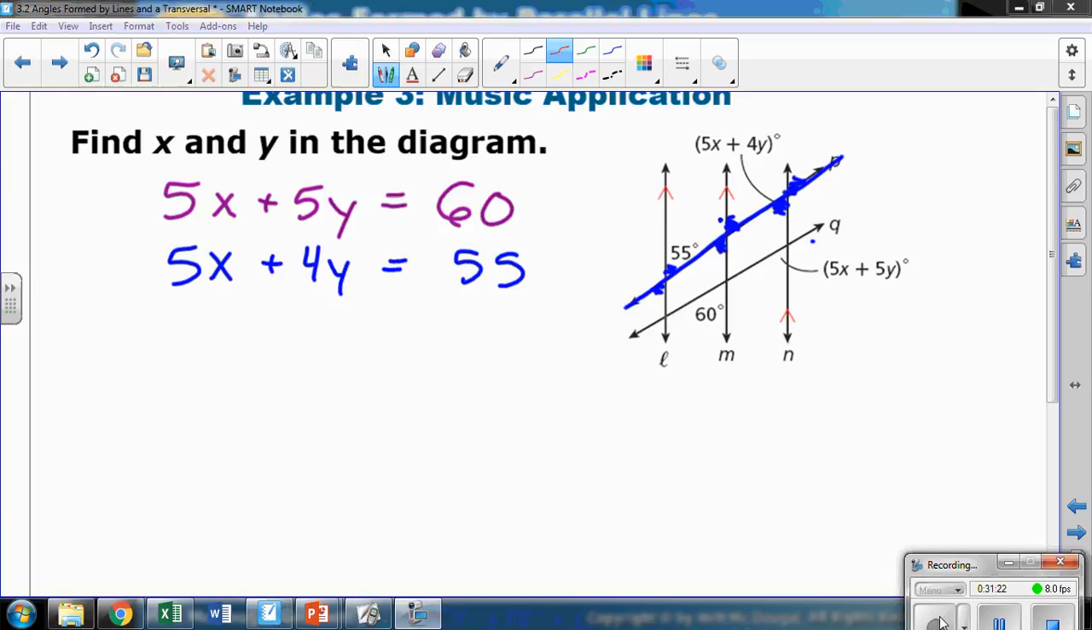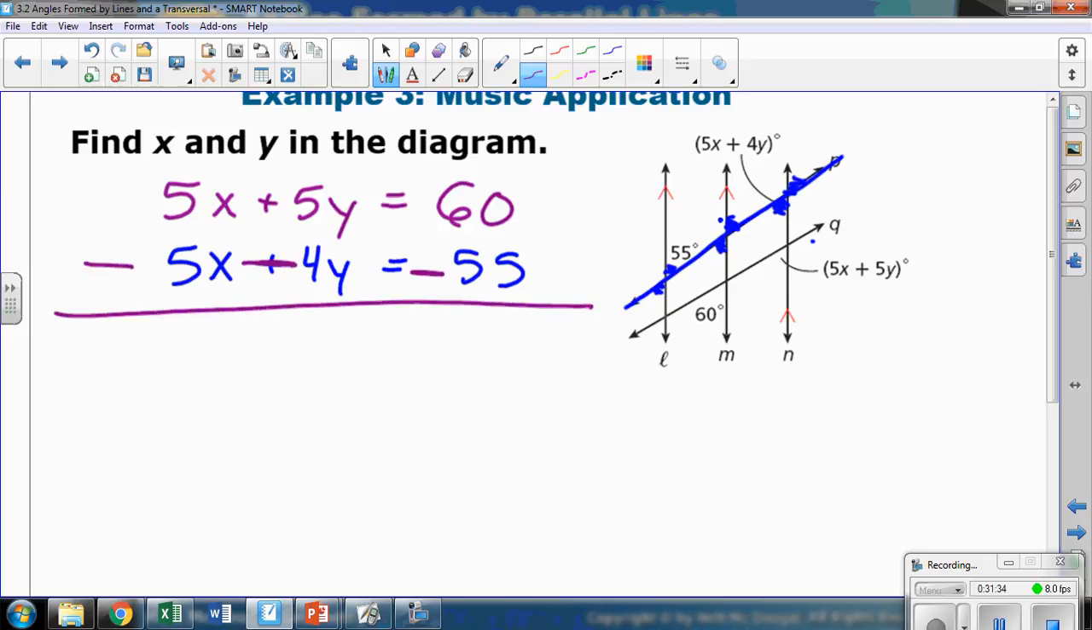Solve this equation. Perhaps the most straightforward way to do it is to recognize that we have 5 and 5. So we could subtract the bottom line off of the top. 5 subtract 5 cancels. 5 subtract 4 would give us 1y. And 60 subtract 55 would give us 5. And so there we now know that y is equal to 5. That's one of the things we were asked to get.